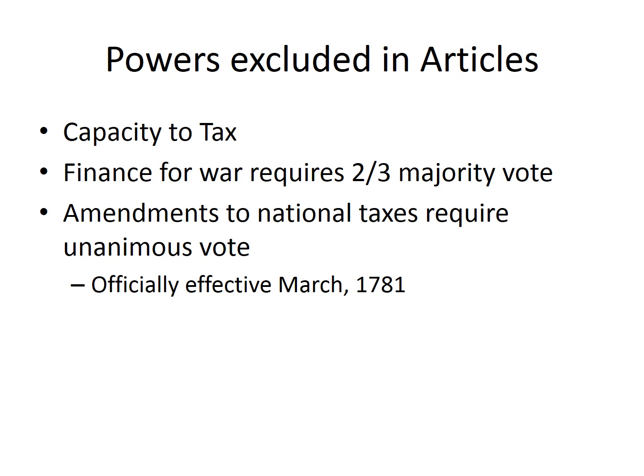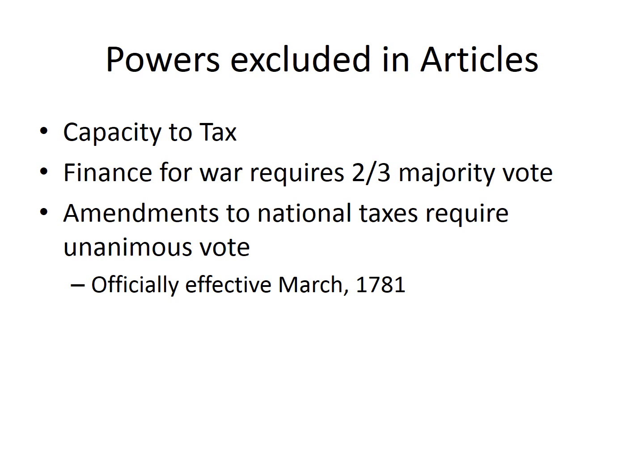There are certain powers that we now take for granted in the national government that are excluded. Now, when it comes to the capacity to tax, it's a little inaccurate to say that they had no capacity whatsoever to tax. They had a limited capacity. For example, they had a capacity to tax to finance war, but it required a 2/3 majority vote. This is going to be also true in terms of treaties. Like, for example, a tariff, a tax on imports. Under the Articles, they're permitted to do this, but it requires a 2/3 vote to do it.